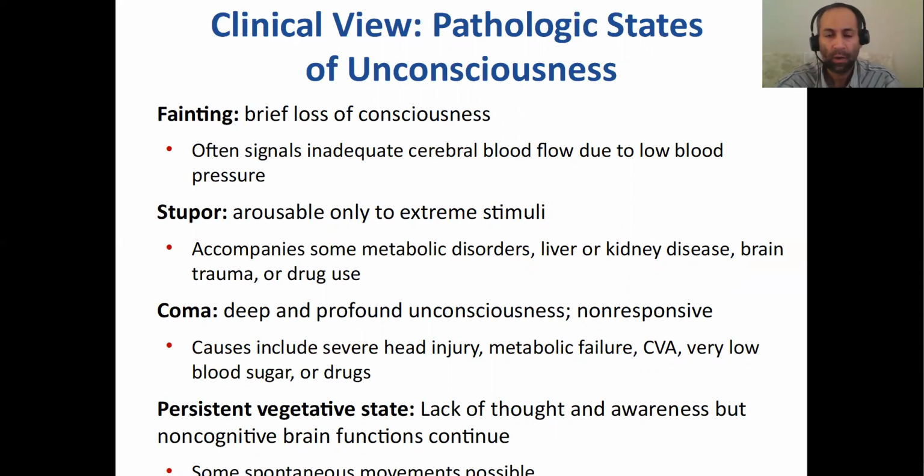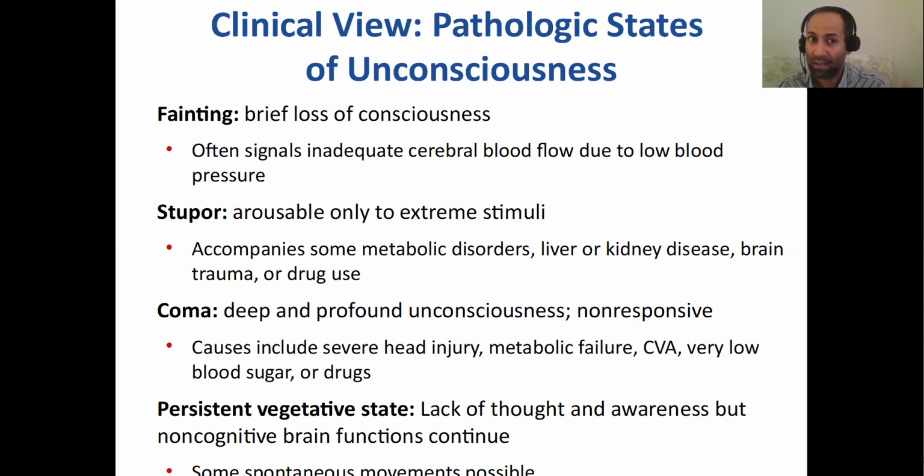All right. Okay, next up, we are looking at different pathologic states of unconsciousness. All right, fainting, brief loss of consciousness. It could be because of emotional reasons, something called vasovagal syncope. It could be because of cardiovascular trouble, not enough blood going to your brain. It could be more serious, like cardiac arrhythmias causing fainting, or low glucose levels, or maybe even a blood clot blocking your cerebral blood vessels.